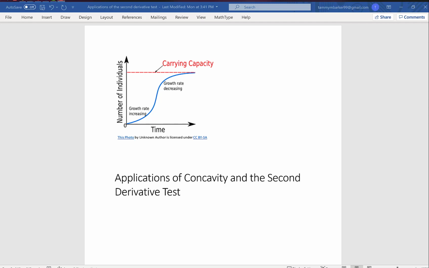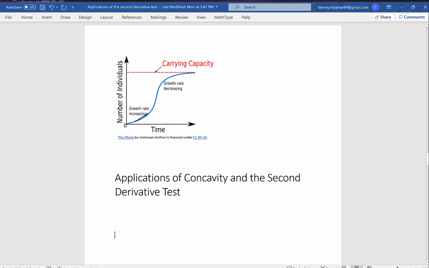Everybody, today we're going to talk about applications of concavity and the second derivative test. So first I have a little picture for you, and I want you to see it kind of looks like an S, so we call it an S curve. And what it shows is at the beginning there's this growth. The growth rate was increasing, but there comes to be a point where the growth rate starts to decrease.